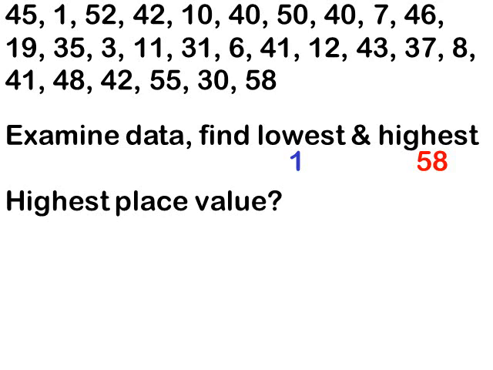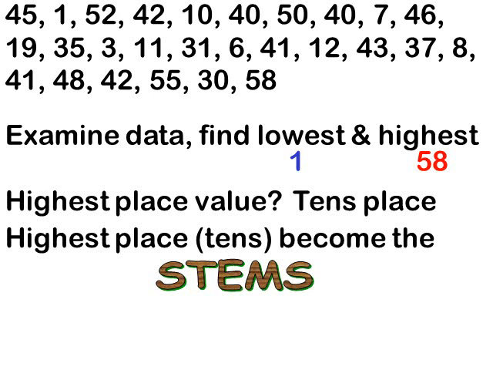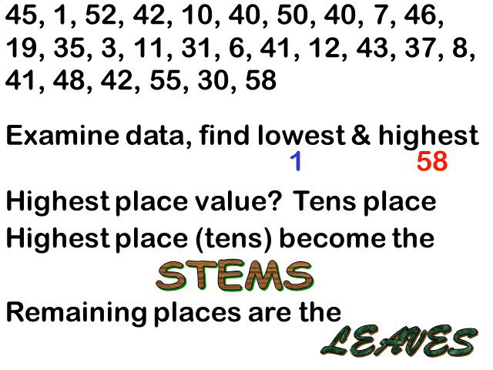What is our highest place value? It's going to be the tens place. This is the ones place, this is the tens place. We only have 2-digit numbers, so the highest place value is going to be the tens place. This place value, the highest place value that you see, becomes the stems of our stem and leaf plot. The remaining place values are our leaves.